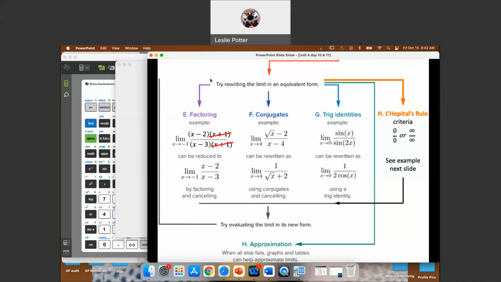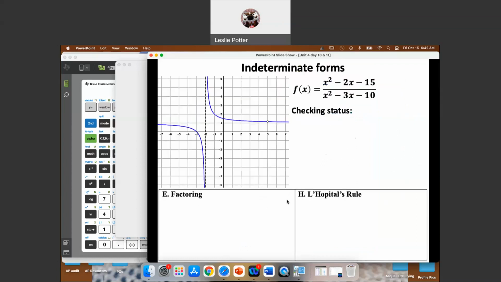Okay, just like we would here, right? We would use factoring and we would evaluate, we plug back in. And so this is what L'Hopital's does for us. This is kind of cool. Okay, so we have this rational expression here, right?